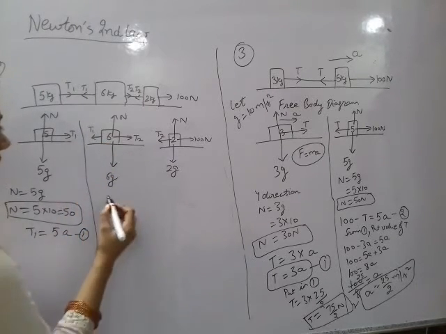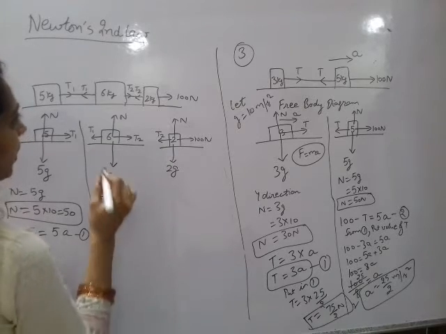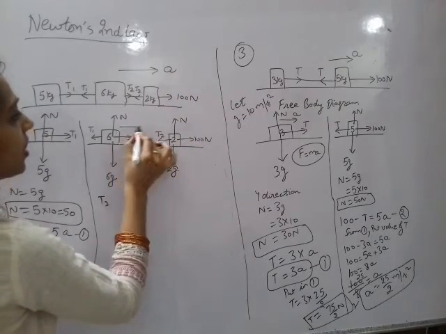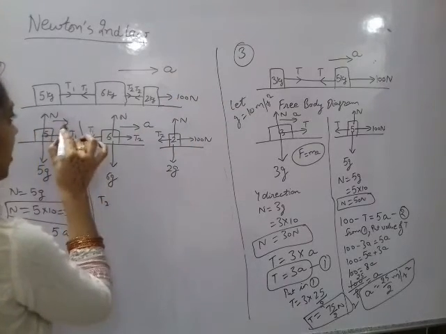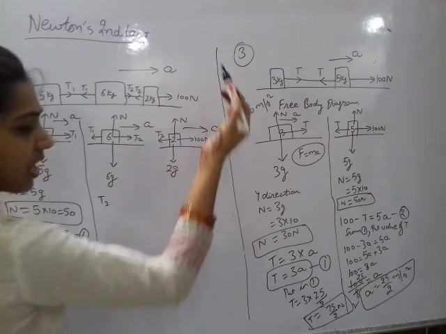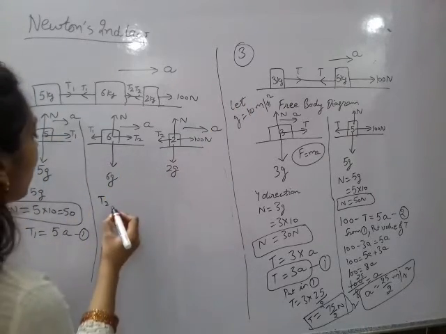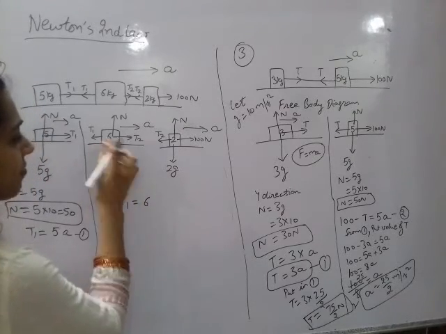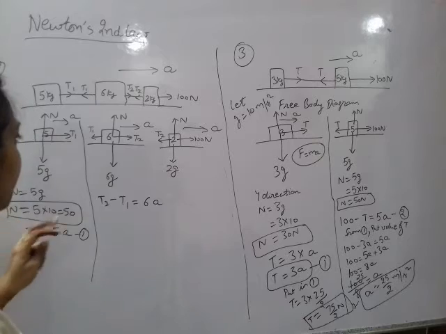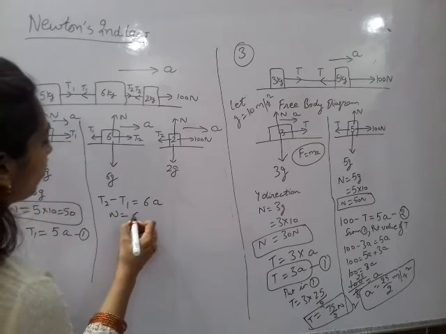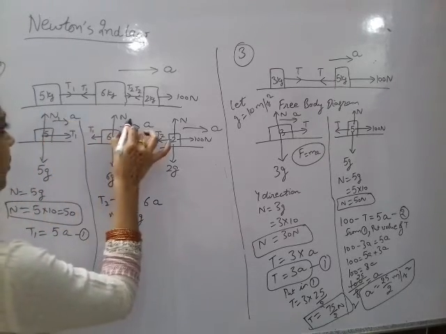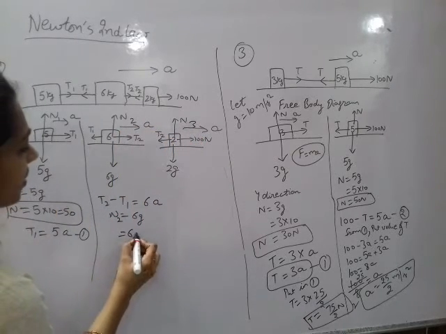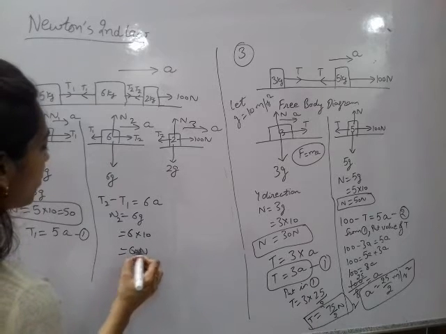From the second, acceleration is on this side, 100 Newton force is applied on this side, so it accelerates on this side, again acceleration is on this side. Here it comes out to be T2 minus T1 is equal to ma, mass is 6a. Again N is equal to 6g. Let the normal reactions be N1, N2 and N3. Let it be N2. That is 6 into 10 which is equal to 60 Newton.